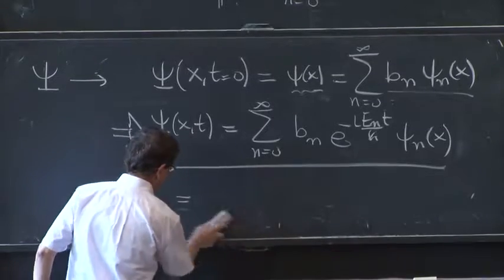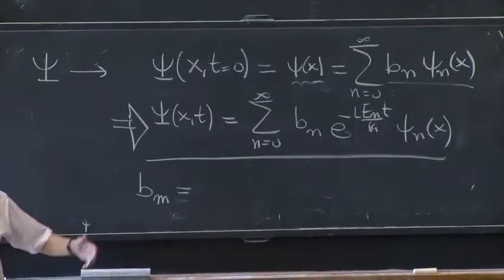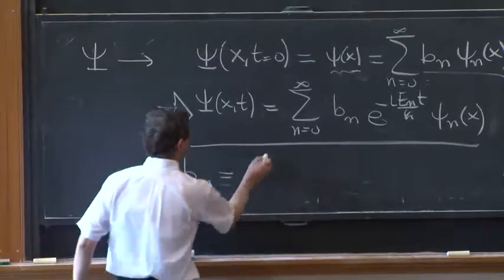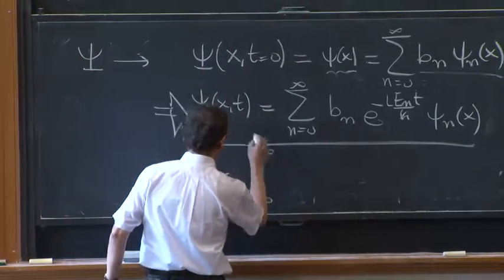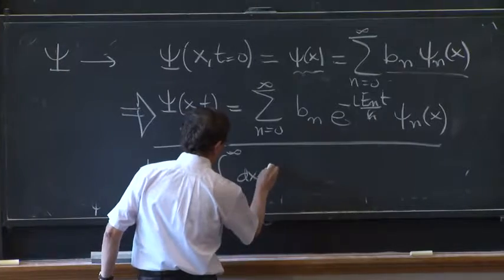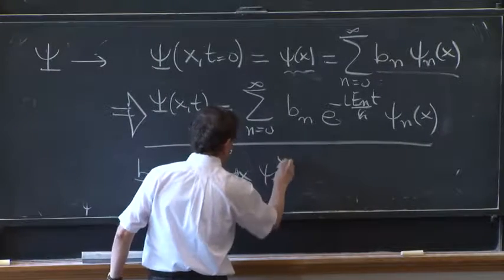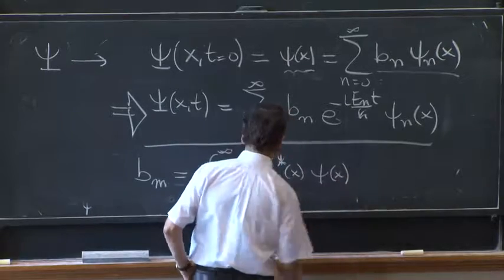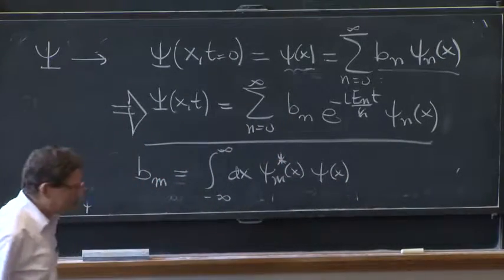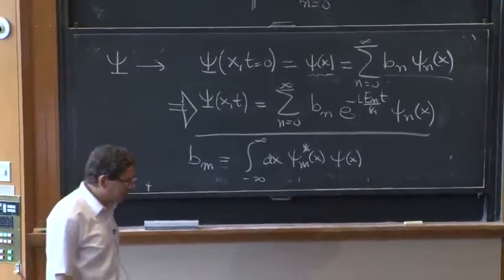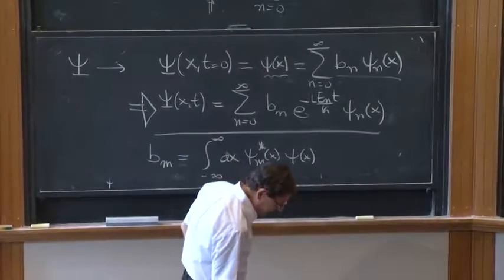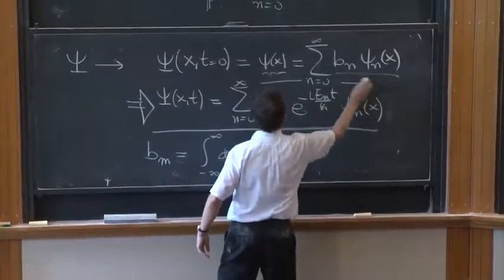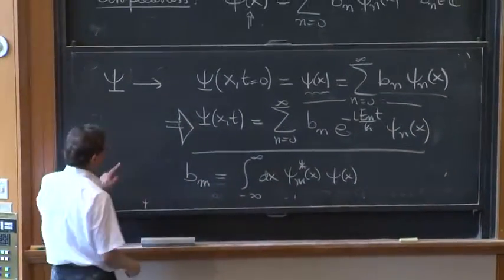because it's a kind of calculation that you do a few times in life, then it becomes obvious and you never do it again. And it's the integral from minus infinity to infinity dx psi m star of x psi of x. So Bm is given by this quantity, or Bn is given by this quantity. You obtain it from here plus orthonormality.